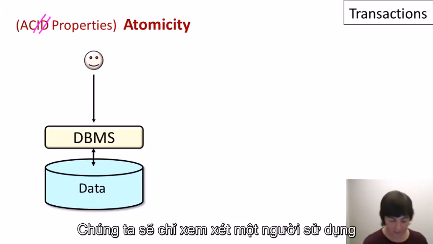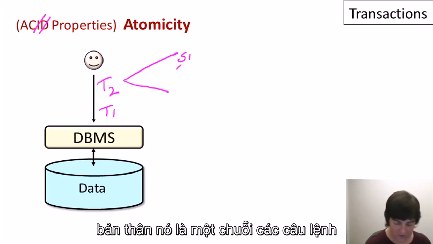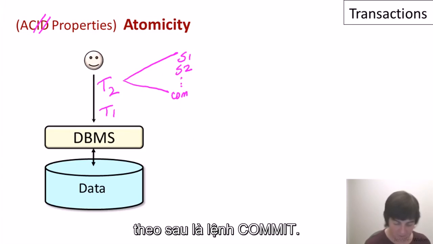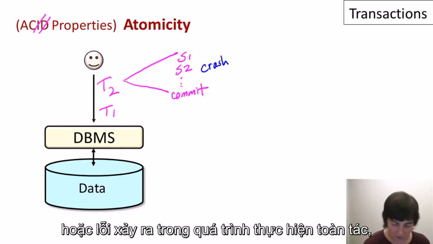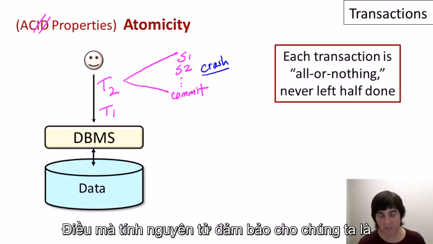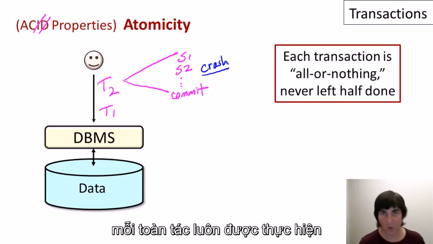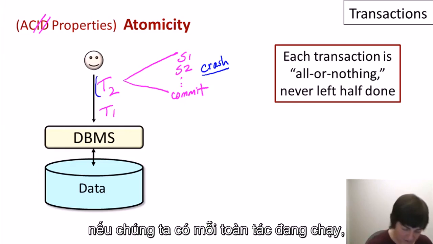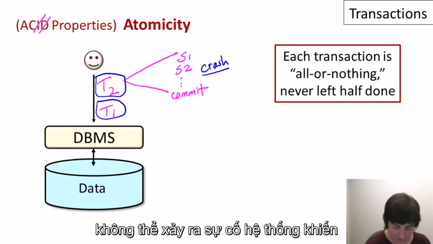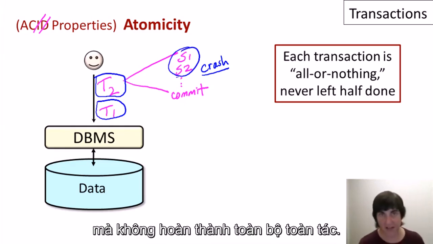Again, we'll only look at one client who's issuing a sequence of transactions to the database. And let's look at transaction T2, which itself is a sequence of statements followed by commit. The case that atomicity deals with is the case where there's actually a crash or a failure during the execution of the transaction before it's been committed. What the atomicity property tells us is that even in the presence of system crashes, every transaction is always executed either all or nothing on the database. So in other words, if we have each of our transactions running, it's not possible in a system crash to say have executed on the database a couple of statements, but not the rest of the transaction.